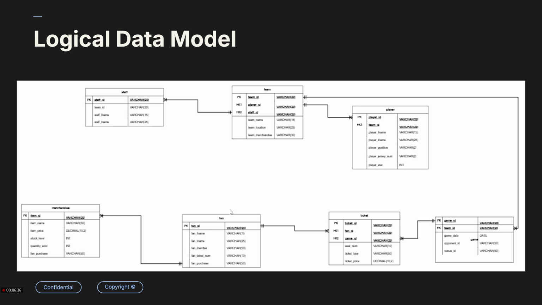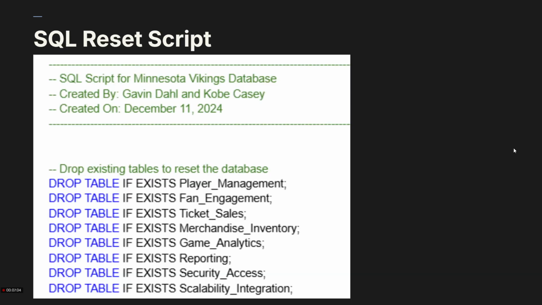And like with the logical data model, you can see all the varchars and intervals and decimals. There's a lot of numbers associated with the ticket pricing and merchandise pricing and all that. Otherwise, all the staff, team, player, fan IDs all have pretty much varchars for the names and everything like that. So next we can start to get into our scripts.